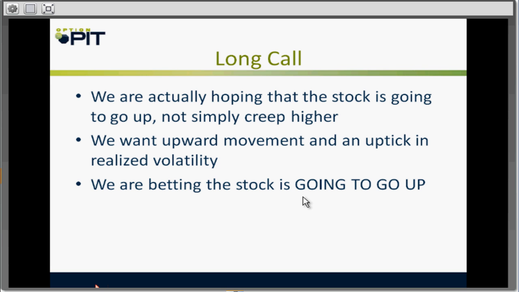So again, you're actually hoping that the stock is going to go up, not creep higher or sit. Thus, we want upward movement and an uptick in realized volatility. We're actually betting that a stock is going to go up. All right, so there's your first buy-sell decision. If you think a stock is going to go up, you buy calls. All right, if you simply think a stock is not going to go down, sell puts. It's that simple.